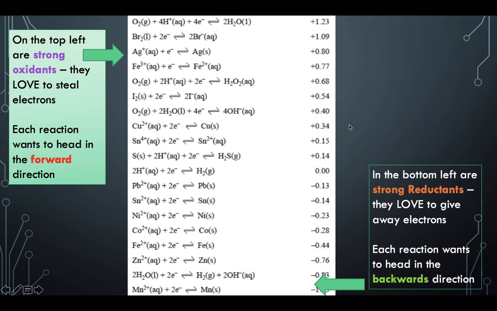Okay? So in whatever reaction, it is always the stronger oxidant prioritized to go through a forward reaction, and it's always the stronger reductant being prioritized to go through an oxidation, so it goes backward.